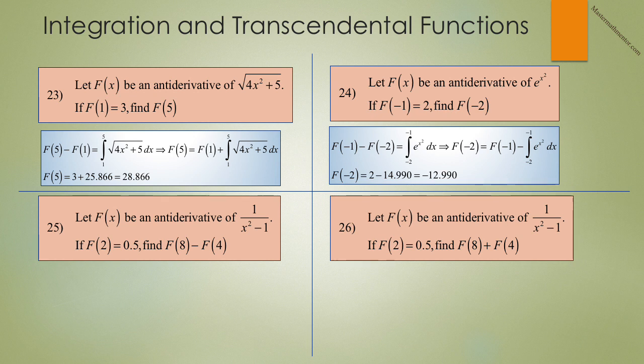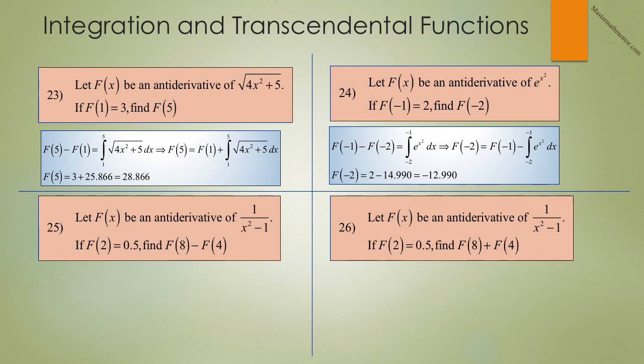Problem 24 reads, let capital F of x be an antiderivative of e to the x squared. If capital F of negative 1 equals 2, find capital F of negative 2. We use the fact that capital F of negative 1 minus capital F of negative 2 equals the integral from negative 2 to negative 1 of e to the x squared dx. And therefore, capital F of negative 2 is equal to capital F of negative 1 minus the integral from negative 2 to negative 1 of e to the x squared dx.